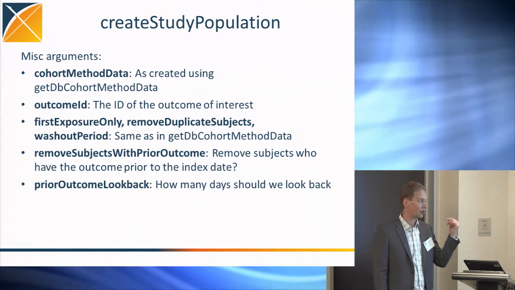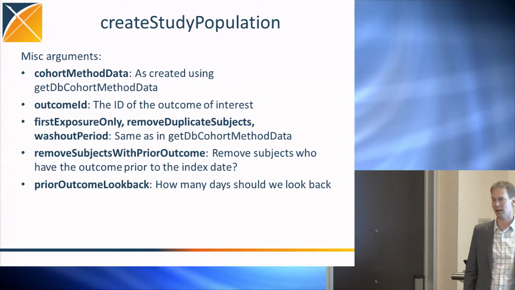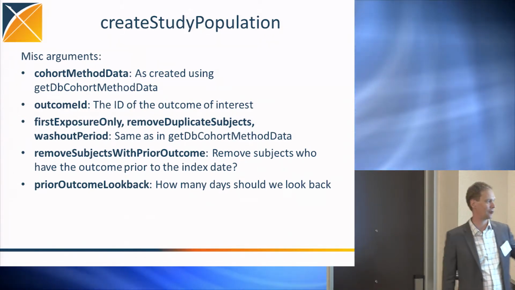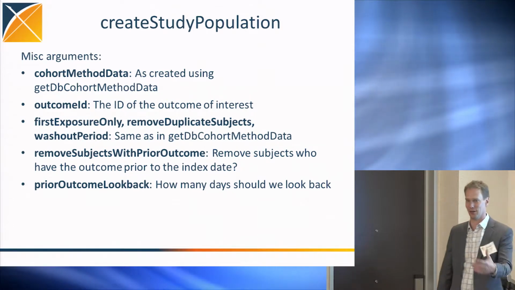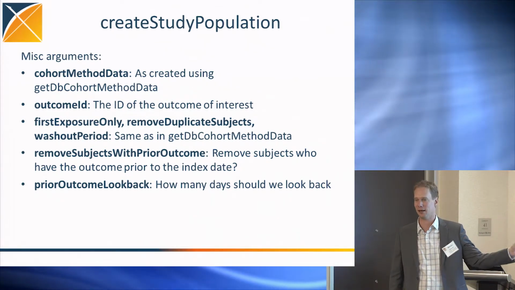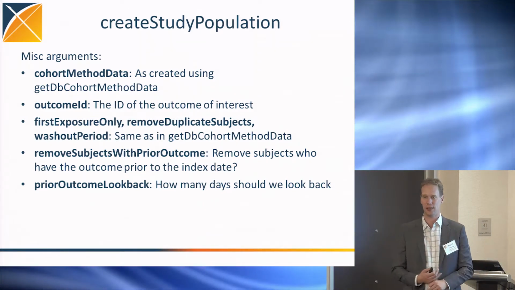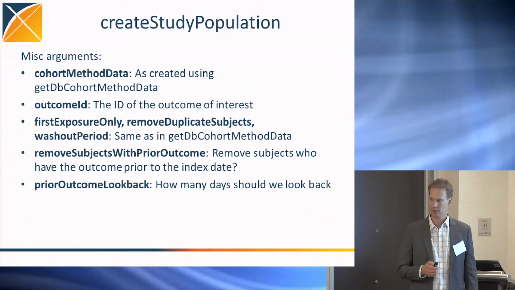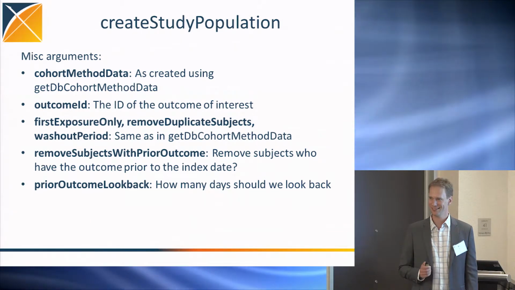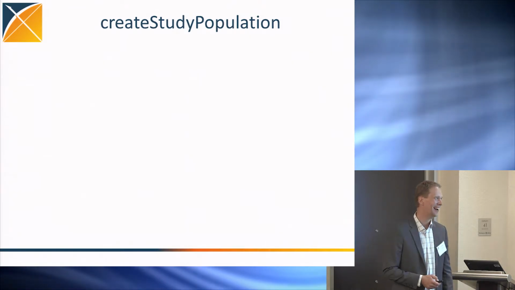So another argument is prior outcome look back. So if you say remove people that had the outcome before, you can also specify how many days you're going to be looking back. So usually we just have that at 999999, so any time before. But it could be that you just say, okay, if they had it in the last 30 days, I want to remove them. Wait until those 40-year studies start happening. So that added number is going to bite us.